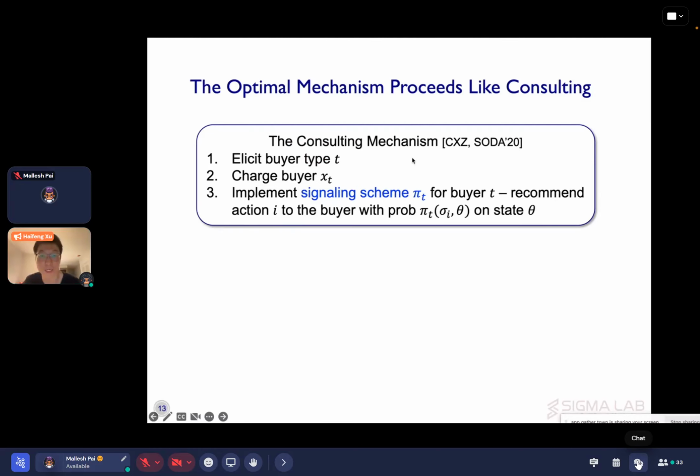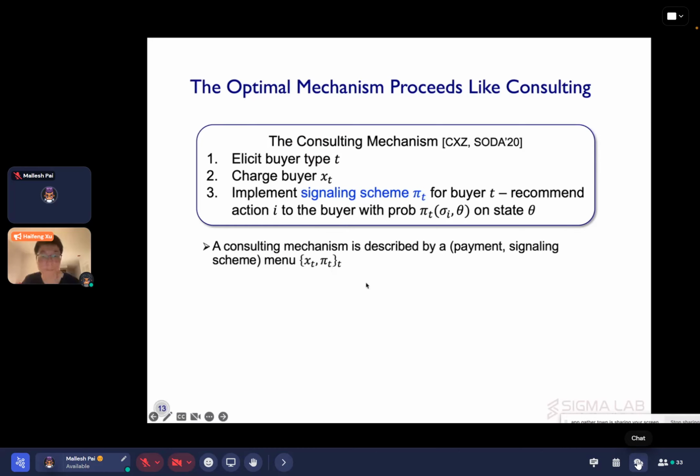So what is the mechanism like? Well, the procedure is as follows. First, we elicit the buyer's type. You tell me your private type T, and then I'll charge you x_T, which is the payment you need to pay me. And then I'm going to implement a signaling scheme, pi_T, for the buyer, which simply recommends an action I to the buyer to take. I'm going to recommend the action probabilistically. As in part 1 we have already seen, it's just a direct signaling scheme in Constantine's language.